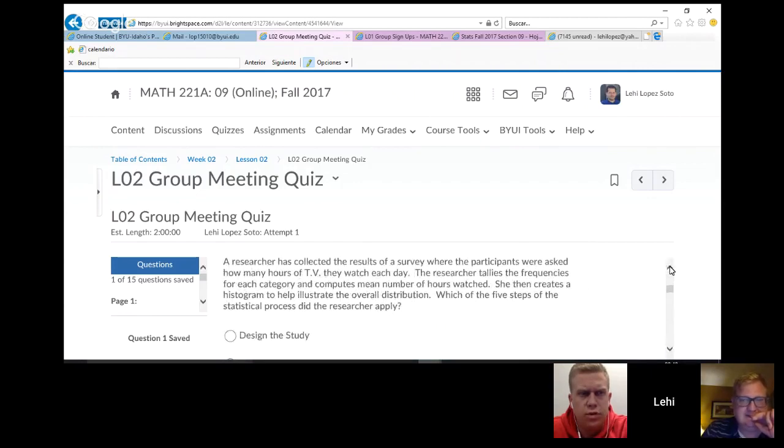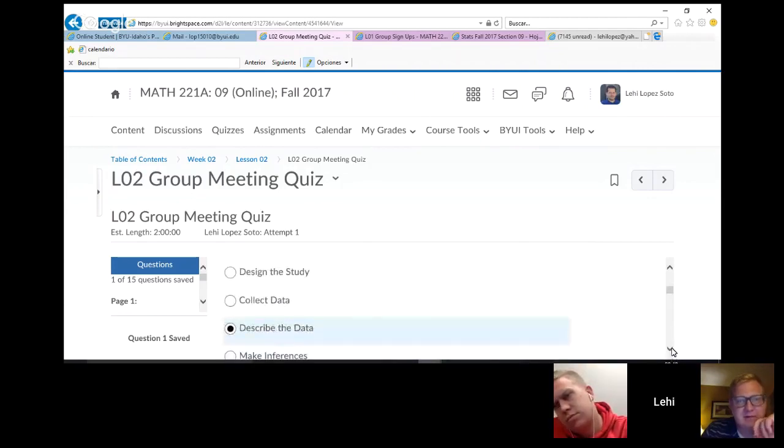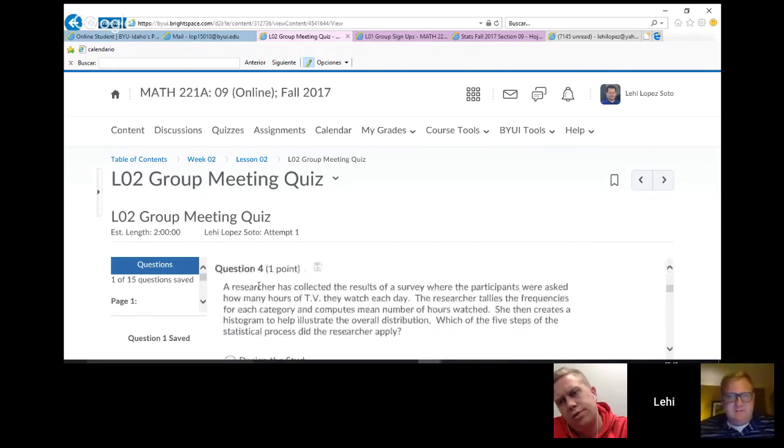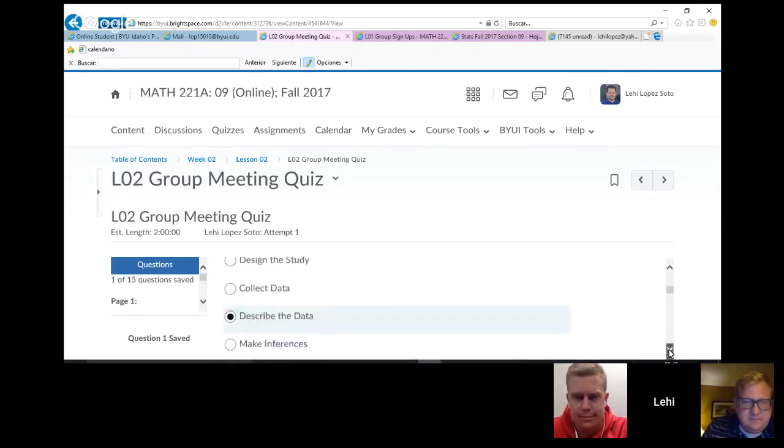No, number 4, wait, it's definitely describe the data. Yeah, right, because it says I already got it right. Okay, it says the data has been already collected and they are working on describing.